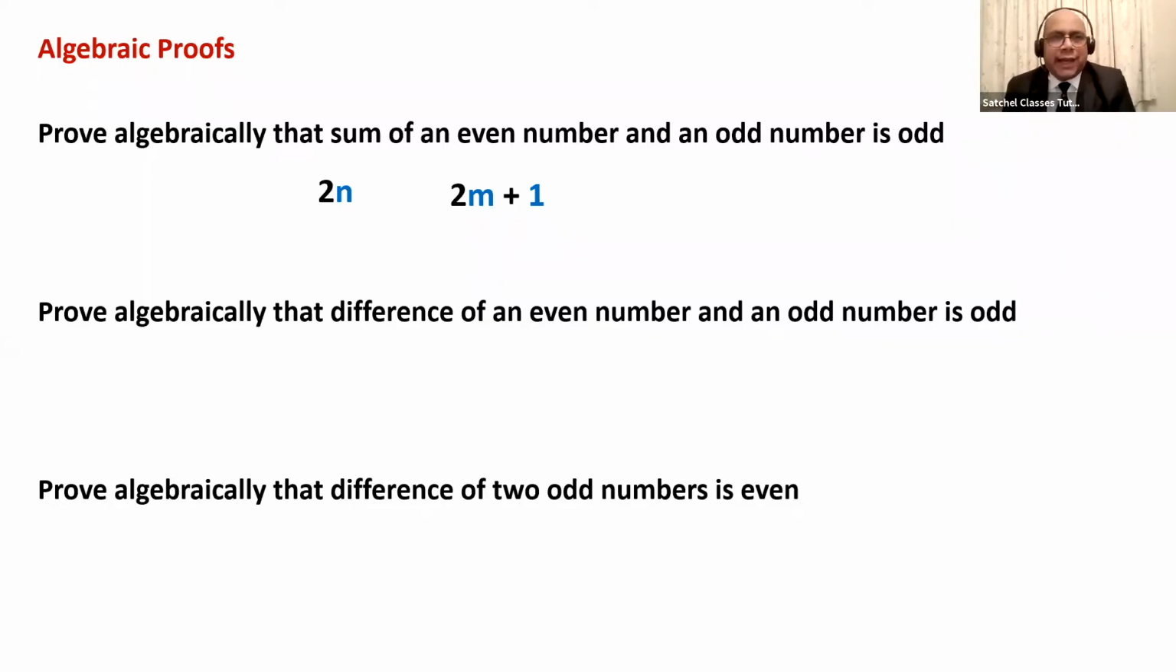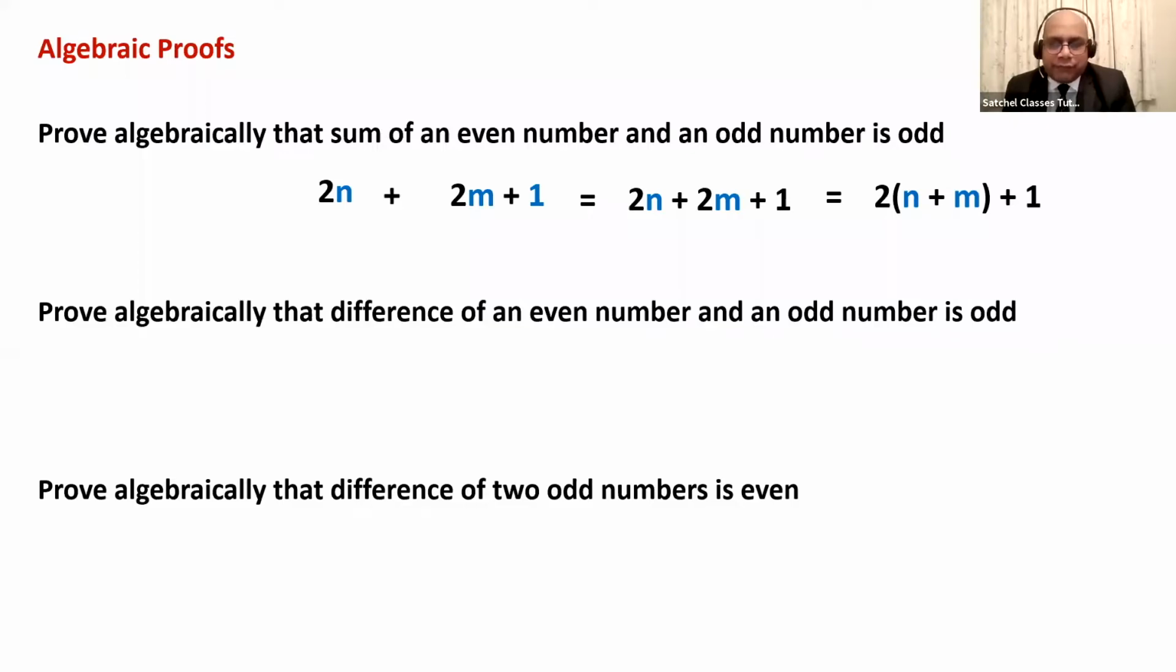What happens if I add them? Well, 2n plus 2m goes as it is, and plus 1 is left as it is, right? 2n plus 2m plus 1. But what's common to the first two terms of this expression? The factor 2, correct? So I can always take 2 common from the first two terms, we'll be left with 2(n plus m), and the plus 1 will be left as it is.